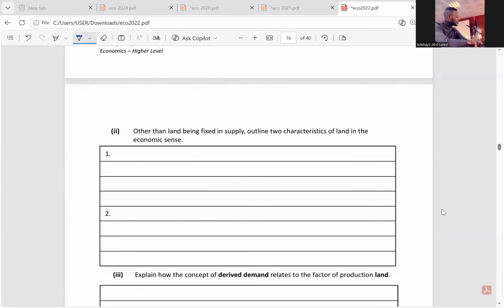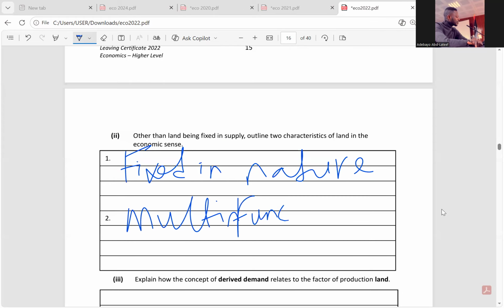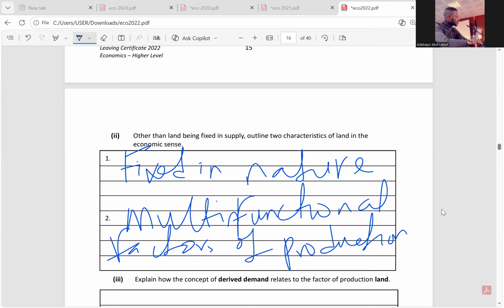Now, other than that, what are other characteristics of land? Fixed in nature, and multifunctional. Multifunctional factors of production.